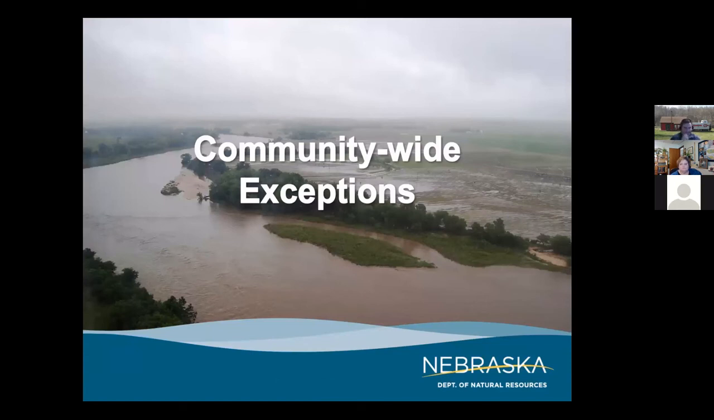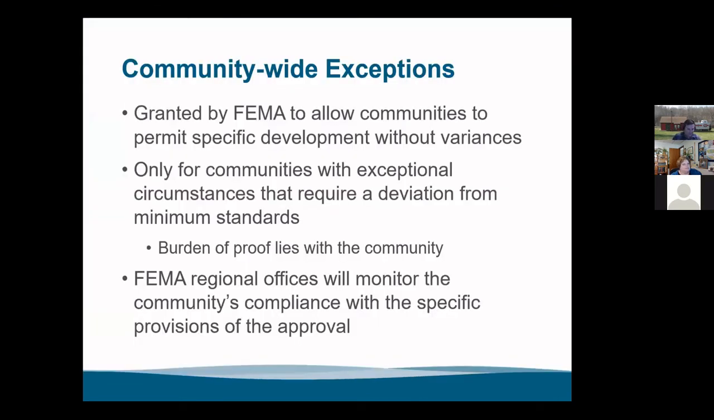So community-wide exceptions. Now we've talked about variances being required when somebody is trying to do something outside of the standards of your ordinance, or if somebody's trying to wet floodproof agricultural structures. In some cases, FEMA recognizes that due to extraordinary circumstances for some communities, applying those NFIP requirements for elevation or dry floodproofing or wet floodproofing agricultural structures or the size of accessory structures could cause hardship or inequity.